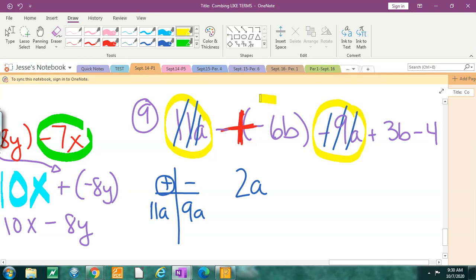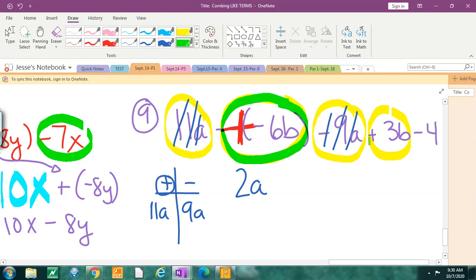The B's. Remember, that's a plus 6B and a plus 3B. But mister, the yellow confuses me. All right, let me do a green. If you don't have color pencils, you could do a box. And then the other one could be circles. And the other one could be like a cloud, right? You could do different shapes.